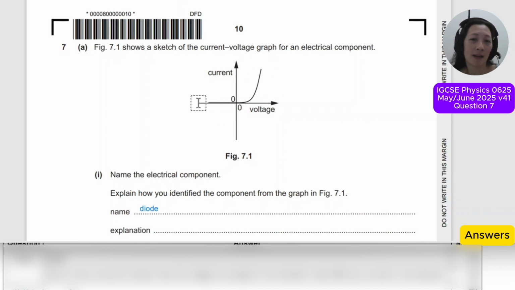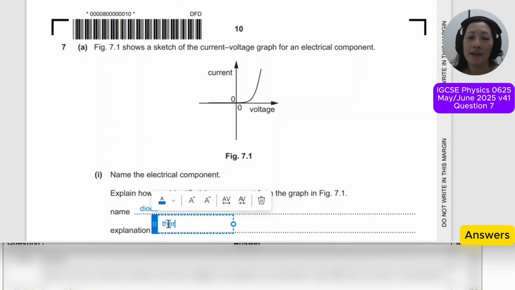So this tells us that if the voltage is negative, that means that if the voltage is applied in the opposite direction, there's no current. Whereas there's only current in the positive region when the voltage is applied positively. So that's the explanation that we can use for our answer. So we can write here that there is only current flow in one direction.